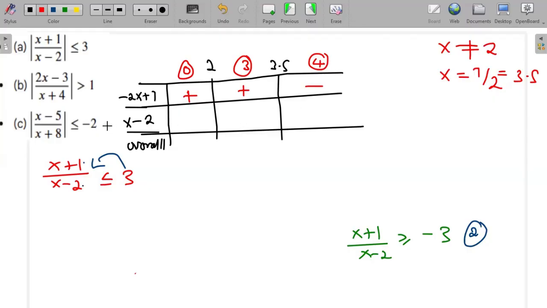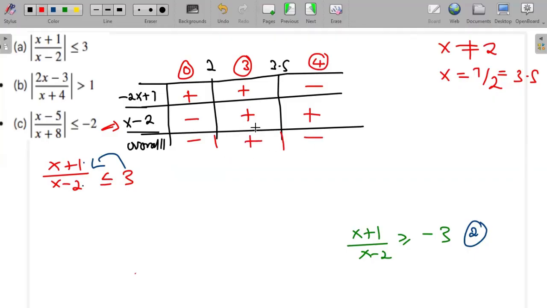Okay, and then I test this other factor here. If I put 0 there, it will just be minus 2. So that is negative. If I put 3, it will be positive. If I put 4, it will be positive. So it means the overall that we get from this part is negative, plus, and then negative.